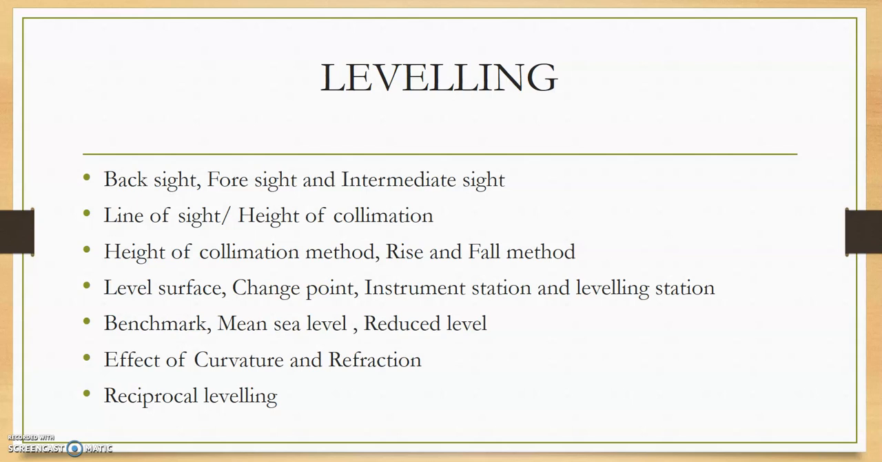And reduced level. The reduced level, RL, of a particular point is with respect to the benchmark. This is known as reduced level. Shortly we write it as RL. Okay. Next, effect of curvature.